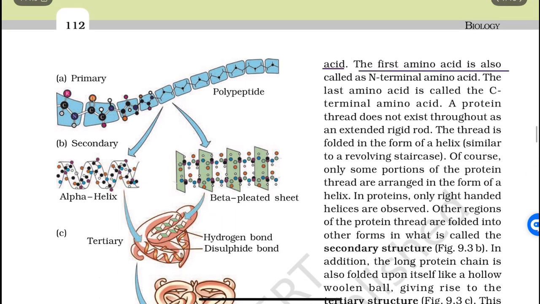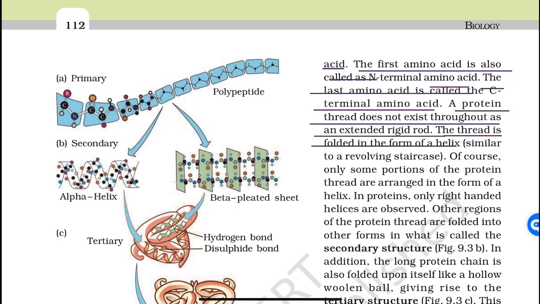The first amino acid is also called the N-terminal amino acid. The last amino acid is called the C-terminal amino acid. A protein thread does not exist throughout as an extended rigid rod. The thread is folded in the form of a helix, similar to a revolving staircase. Of course, only some portions of the protein thread are arranged in the form of a helix. In proteins, only right-handed helices are observed.